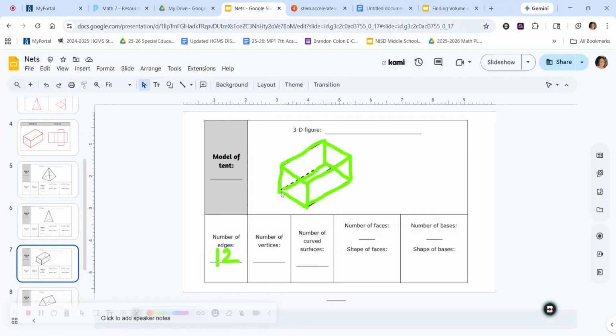For the vertices, 1, 2, 3, 4, 5, 6, 7, 8. 8 vertices. Again, there's no curved surfaces. And our number of faces. We have 1, 2, 3, 4, the top 5 and the bottom 6. And the shape of those faces, those are rectangles.